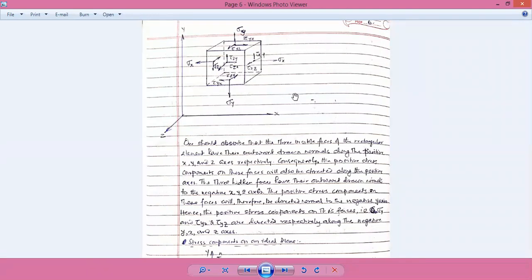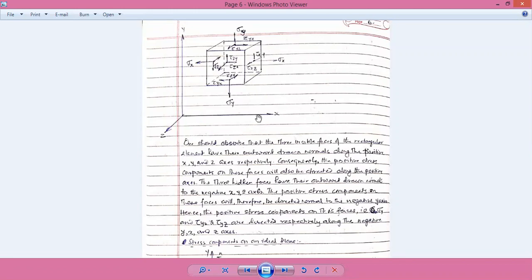And the other three faces, the cube has a total of six faces, you know very well. This one, and this one, and this one are not visible to us if you place the cube this way. But the three visible faces of the rectangular element have their outward drawn normal along the positive x, y, and z axis respectively.